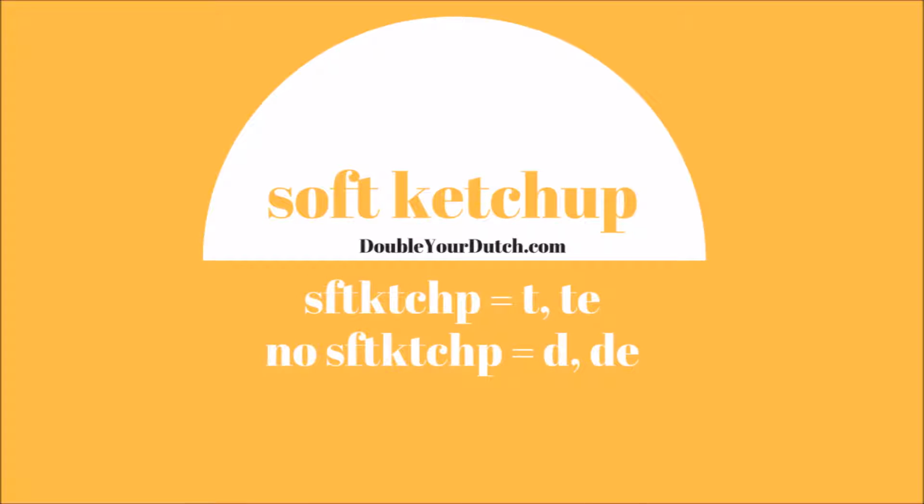Now, this is actually a spelling rule that even Dutch people often mess up. There is a useful tool to use. The best one is the phrase, or two words, "soft ketchup". Now, you know that for every word you have the infinitive, and you get rid of the last two letters, usually "en", and then you ask, okay, what letter is there? If that consonant is in the word "soft ketchup", so S, F, T, K, C, H, P, one of those, then you do T or TE at the end. If the consonant is not in the word "soft ketchup", then it's D or DE at the end.